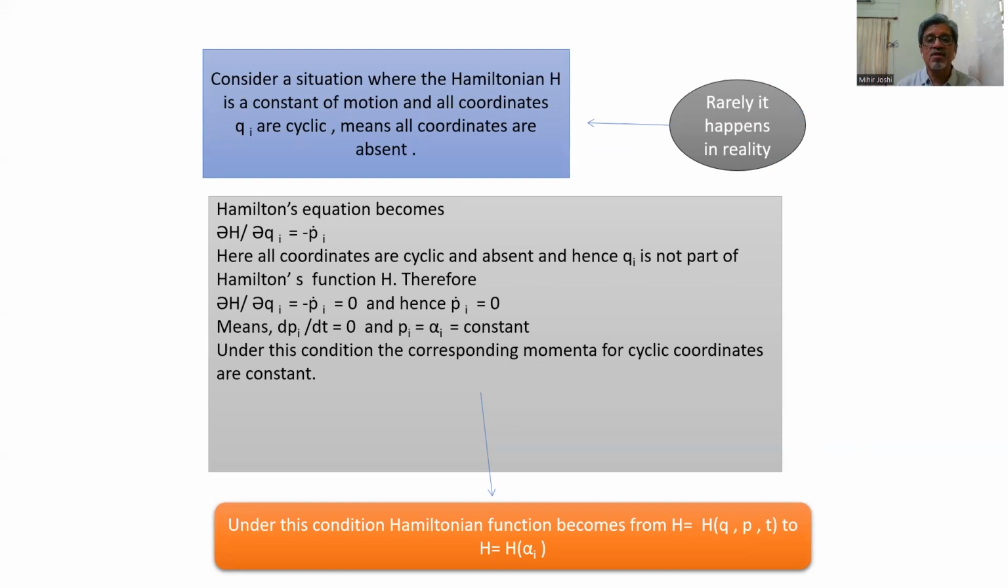So under this condition, the corresponding momenta for cyclic coordinates are constant. This is a very important result. Under this condition, Hamilton's function changes from a function H of q, p, t to a function H of alpha i. So q is not present and the corresponding momenta are constant. Therefore, it is a function of alpha i.